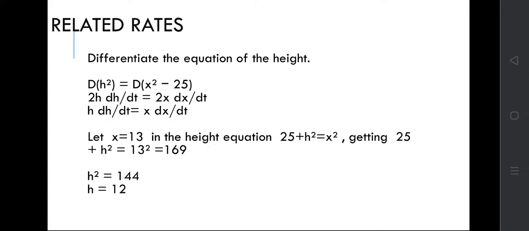Differentiate the equation of the height. We have the differentiated equation h times dh over dt is equal to x multiplied by dx over dt. Nag-apply na tayo ng derivatives dito. So, let x equal 13 in the height equation. 25 plus h squared equals x squared. Getting 25 plus h squared equals 169. So, we now have the height, which is positive and negative 12. Pero since ang dimensions natin ay positive values only, limited lang siya into h is equal to 12.